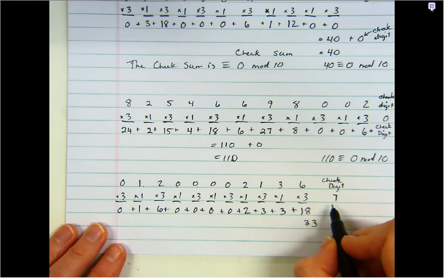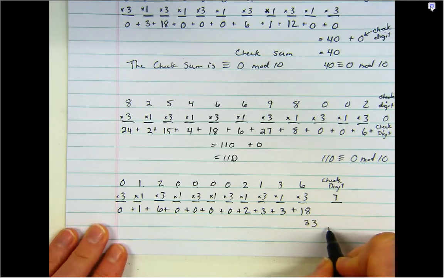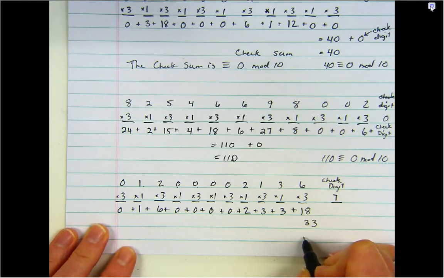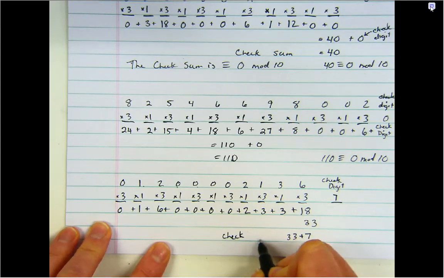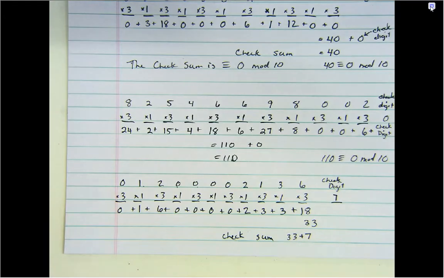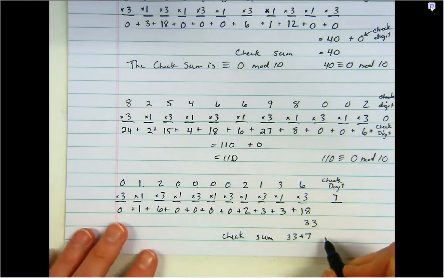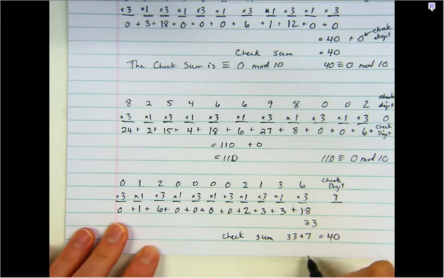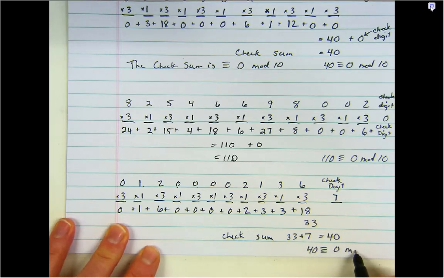So the check digit has to be 7 because we want to get to the next highest multiple of 10, because then your checksum, again, this is called the checksum. Wiley will talk about your checksum, and that's what it's referring to. Your checksum equals 40, and 40 ends in a 0 because it's 0 mod 10.